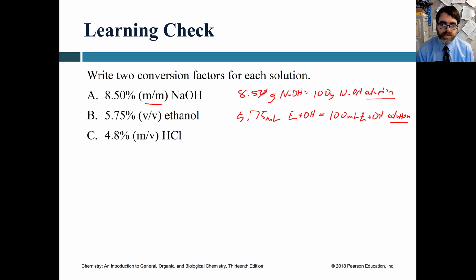And then this last one here is the mixing of mass and percent. So we have 4.8 grams of HCl is equal to 100 milliliters of HCl solution. I'll point out on this one, here we're given both masses, we know they're both grams. Here we're given volumes, we know they're both milliliters. On this one, one of them is grams and one of them is milliliters. And how do you know which is which?